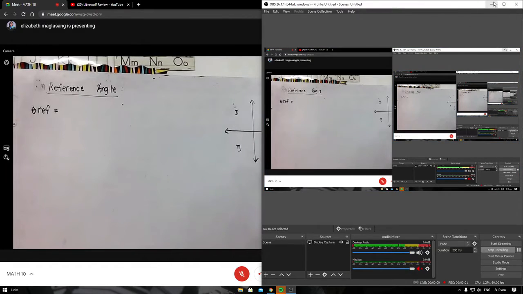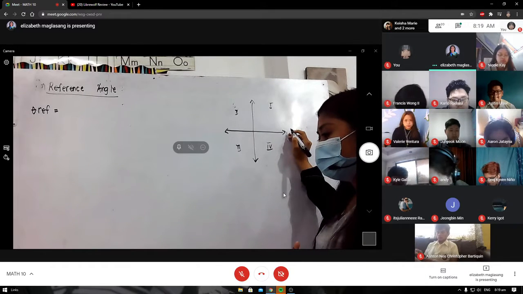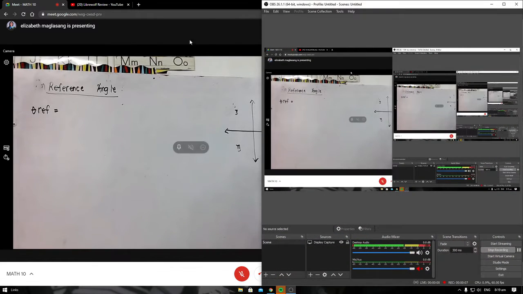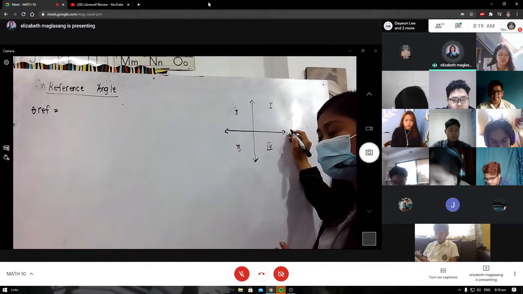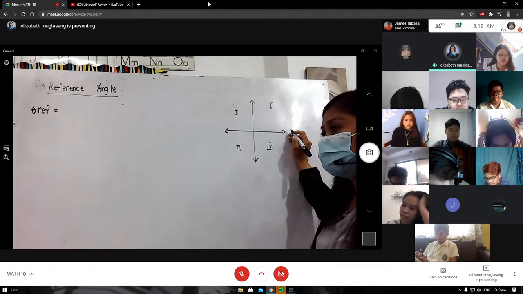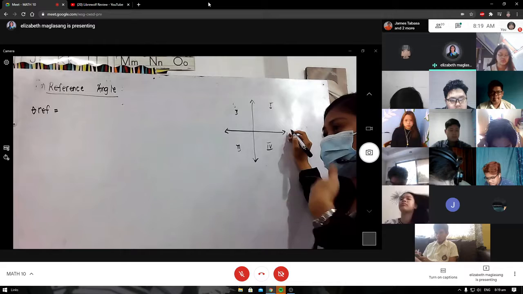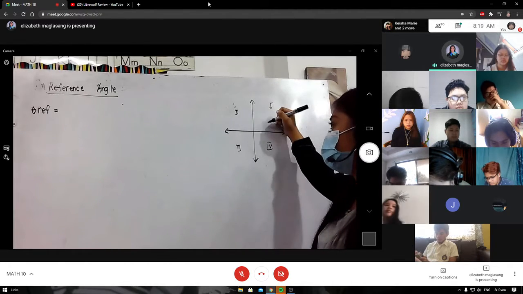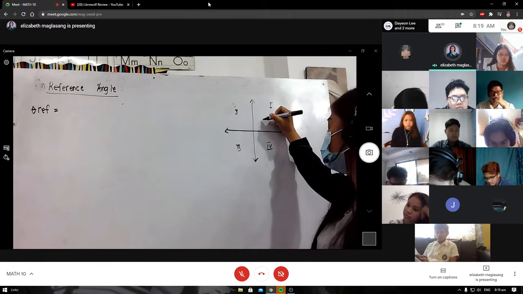Quadrant, so that we can identify and solve the reference angle. The reference angle is an acute angle, always a positive acute angle from your x-axis to your terminal side. So in quadrant 1, these are the measurements. Where are the measurements in quadrant 1?